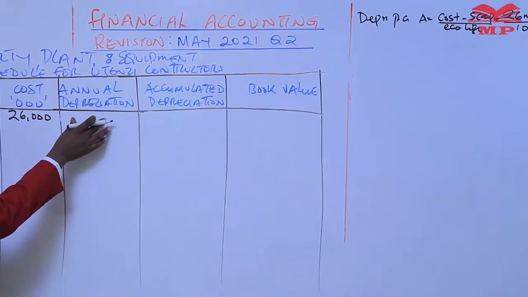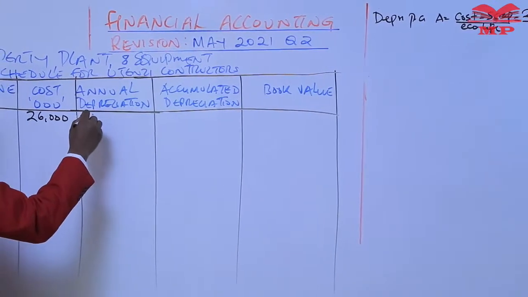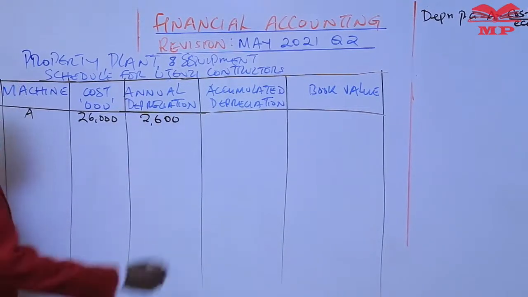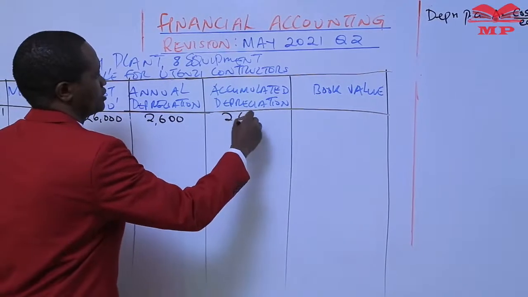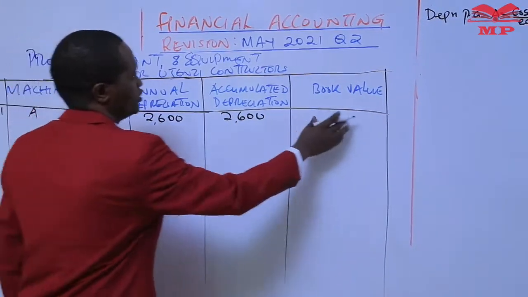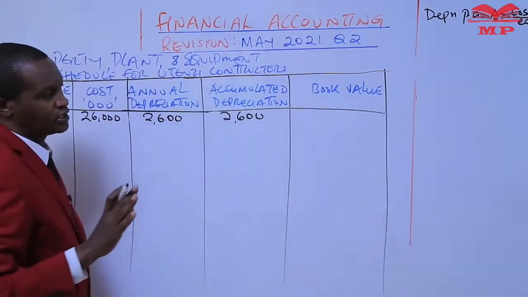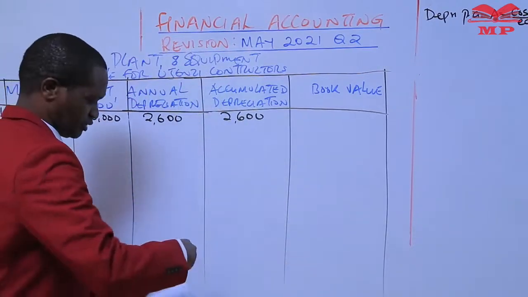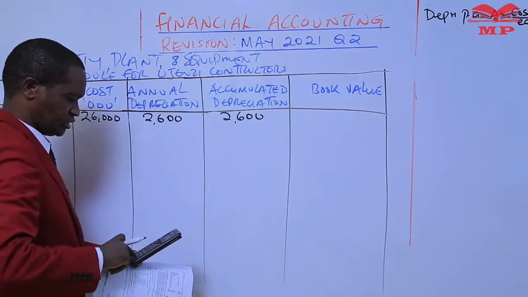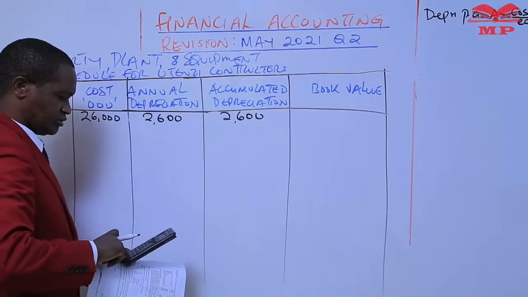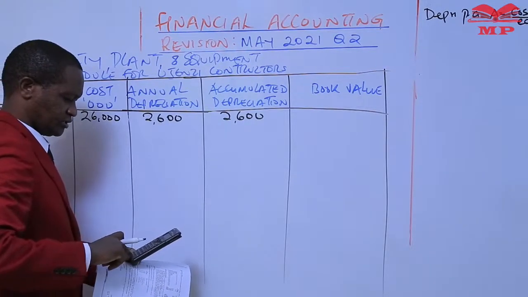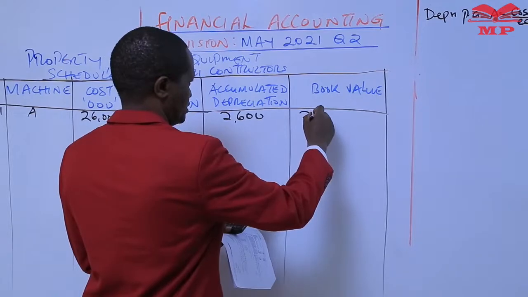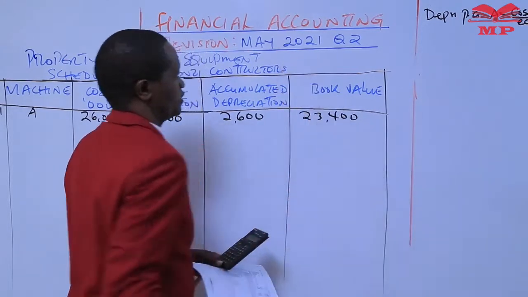That is the depreciation per annum. Annual depreciation is 2.6 million, 2,600. Accumulated depreciation will still be 2,600. The book value will be equal to the cost minus accumulated depreciation. The cost is 26 million minus 2,600. This is equal to 23,400,000. That's the book value.